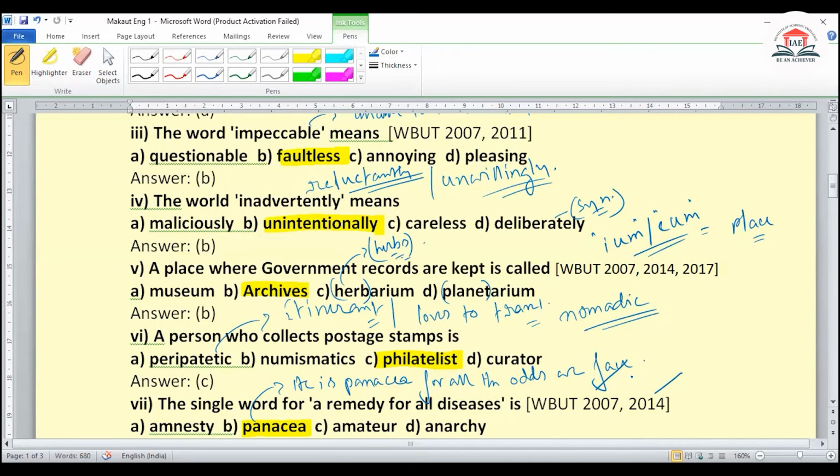So what does it mean? Remedy for all disease. Hello? Yes, sir. He is a panacea for all the odds we face. Mushkilaasan. Exactly, mushkilaasan. Right? He is such a person who has a ready solution for everything. Mushkil aasan. That is panacea. See.